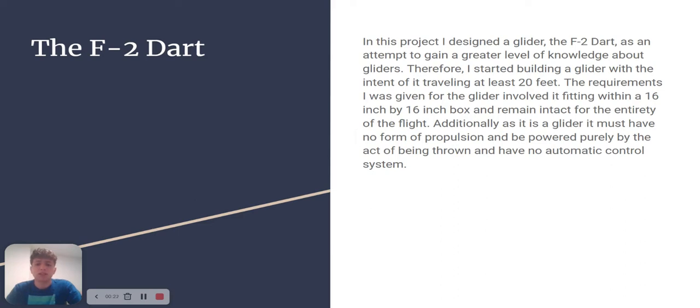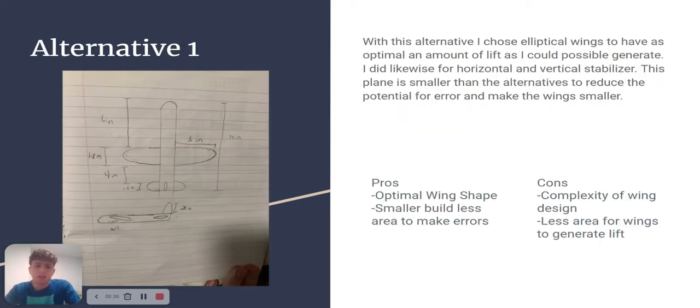The requirements I was given for this glider involved it fitting within a 16 by 16 inch box and remaining intact for the entirety of the flight. Additionally, as it is a glider, it must have no form of propulsion and be powered purely by the act of being thrown and have no automatic system.